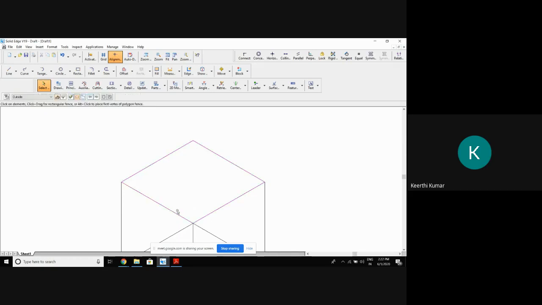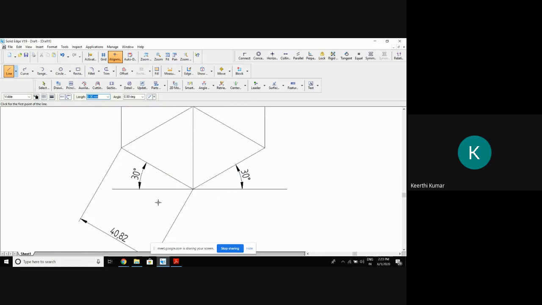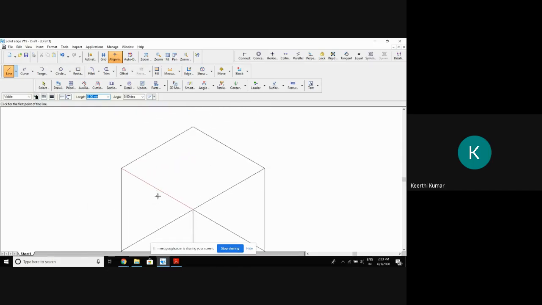Once this is done, I will find out the center for this. To find out the center, as usual, you'd draw the diagonal. But in isometric, don't draw the diagonal. What I'll do, check out here. Take the line, draw the line. From the center of this, you identify what the center is. What is the length you have taken? 40.82. Then the center will be 20.41. From here, you draw the line parallel to this.